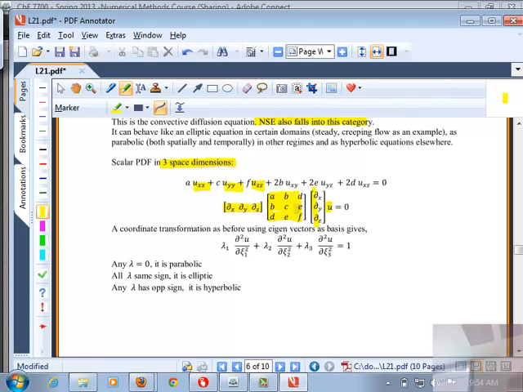So this gives us a mechanism for generalizing the classifications into any number of space variables. And also to a system of equations, because you need to find the corresponding matrix of the system of equations and apply the same rule. So that b squared minus 4ac has been recast into conditions on the eigenvalues. And that carries through for a whole variety of problems.